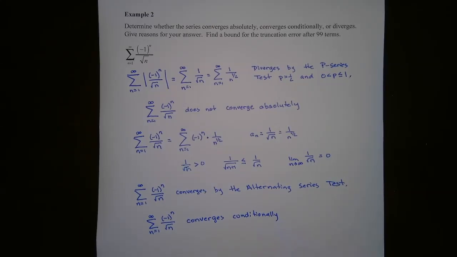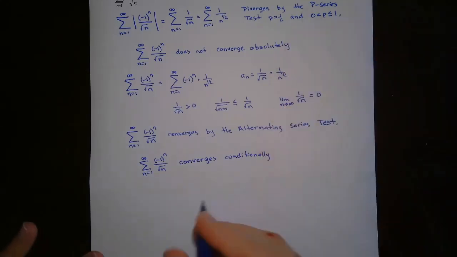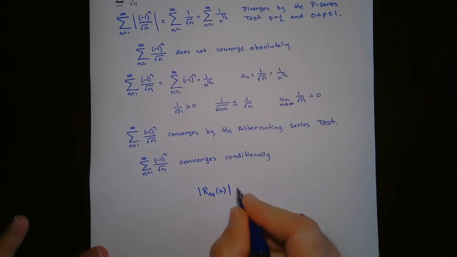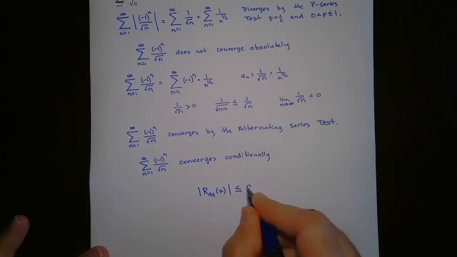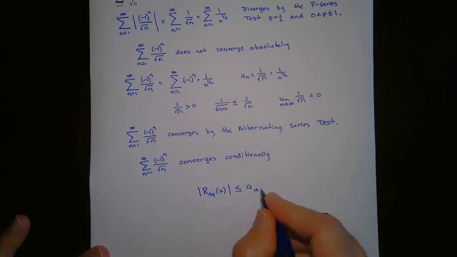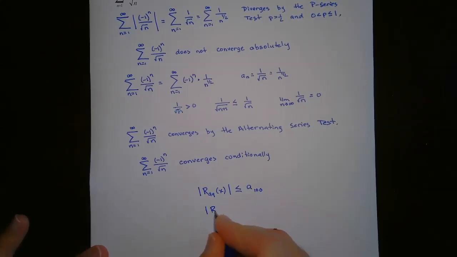Okay, so then the next thing we've got to do is the truncation. So we know we're going 99 terms again. So the error R sub 99 of x has to be less than or equal to a sub n plus 1. This is 99, so this is going to be 100. So that means our error is less than or equal to 1 over the square root of 100. Well, that'd be 10, right?